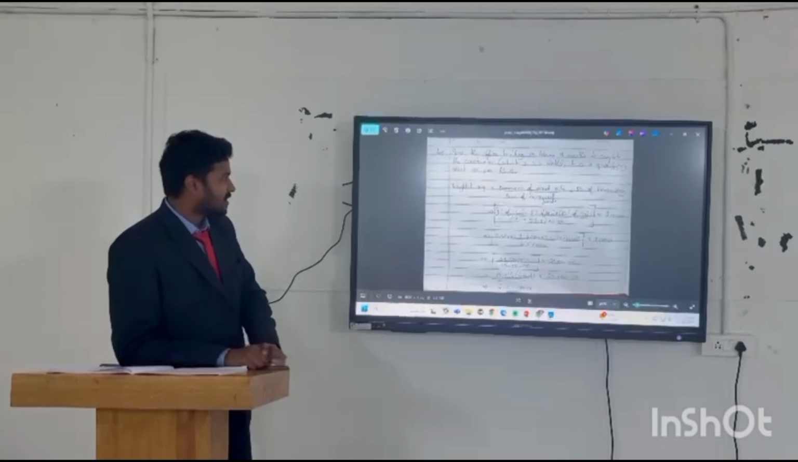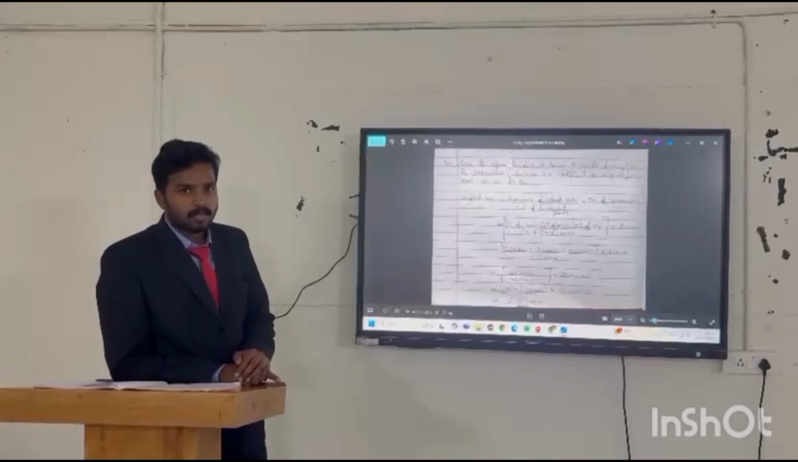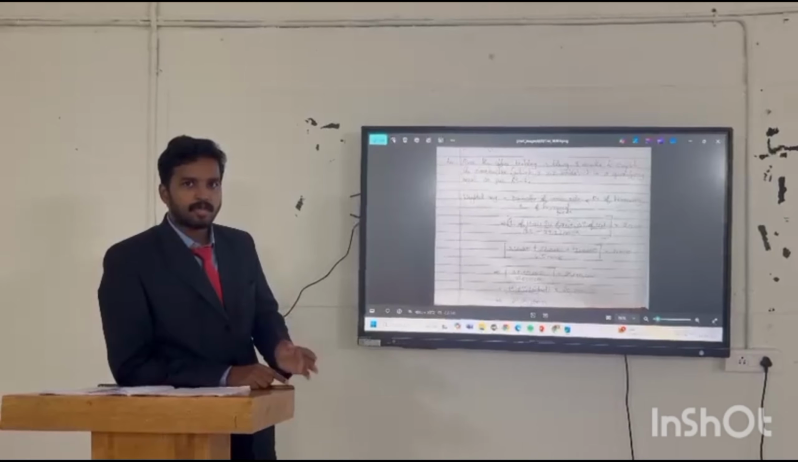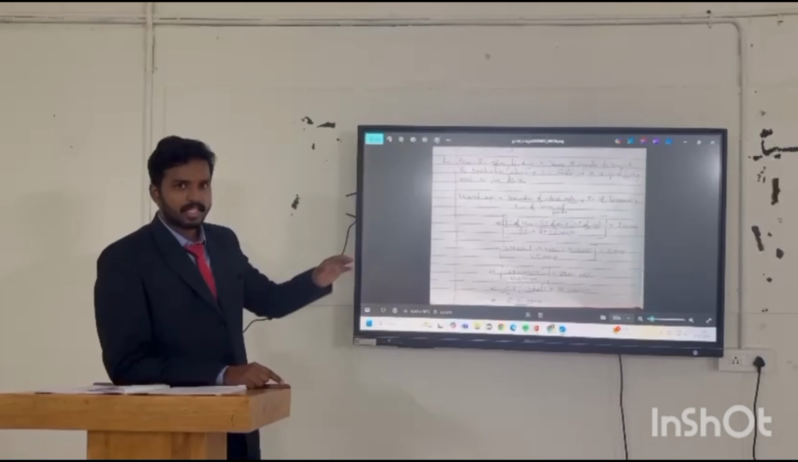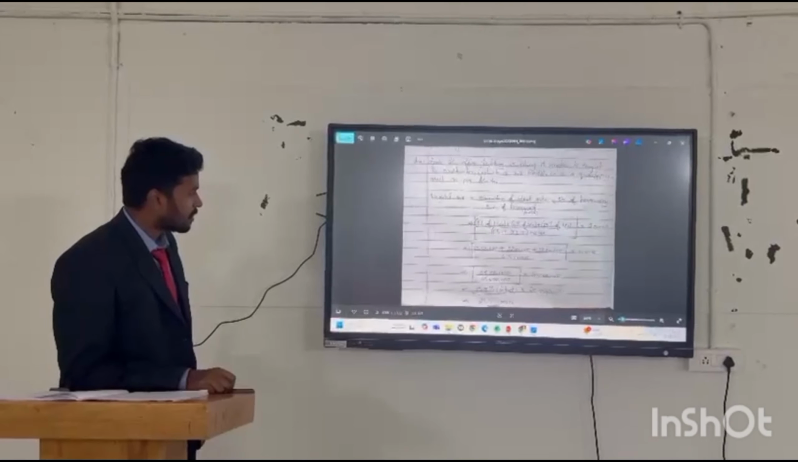So coming to the answer, here the office building is taking 18 months to complete. So for any asset to become a qualifying asset, it has to be at least more than 12 months. So here it is 18 months. So it is a qualifying asset as per accounting standard 16.